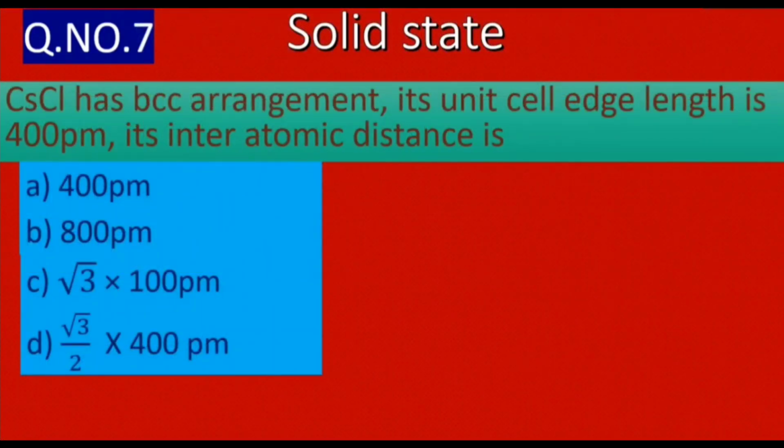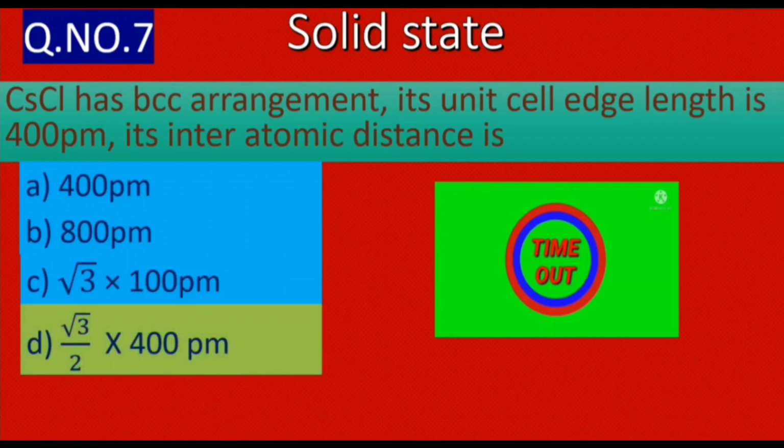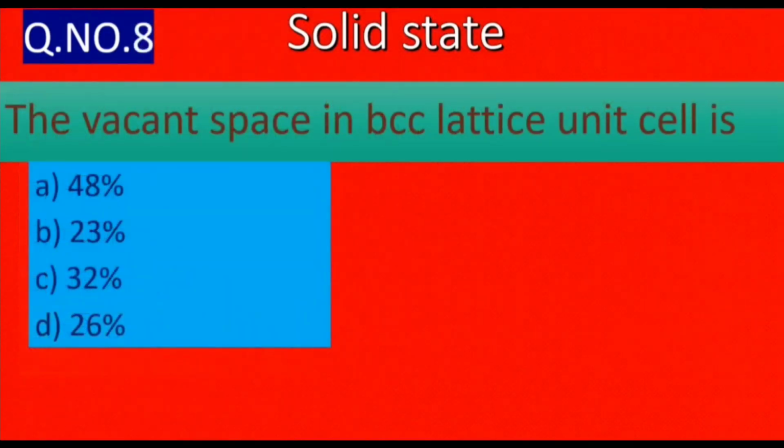Question number 7. CsCl has BCC arrangement. Its unit cell edge length is 400 picometers. Its interatomic distance is. Answer, option D, root 3 by 2 into 400 picometers.